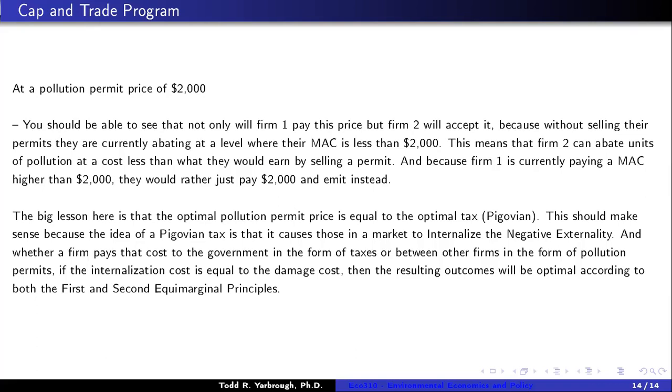And the last sort of point, which is really interesting, is that the optimal Pigovian tax is going to be equal to the optimal pollution permit price. And again, this is simply out of the natural economics of each firm, again, looking out for their own rational self-interest, and us as policymakers using that rational self-interest to achieve the policy goals that we wish.